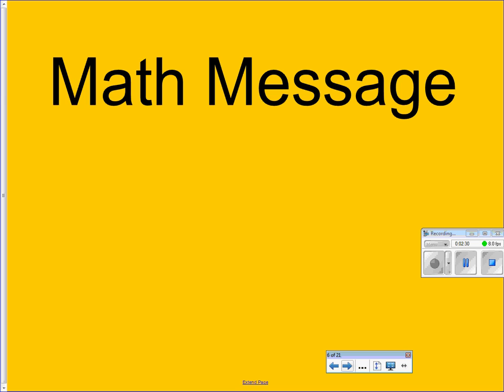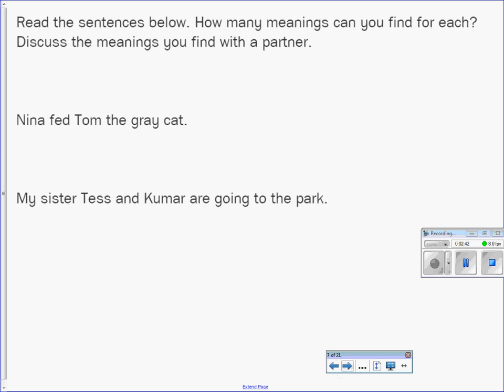All right, let's get started on our math message. And the math message for this lesson is we're going to be working with number sentences using parentheses. All right, let's look at these sentences below and talk about how they could have different meanings. So, Nina fed Tom the gray cat. Okay, I could look at that and I could think, well, Nina fed Tom a gray cat. Well, that doesn't sound very good. Okay, what could I do to make it so that I know that she just fed her cat, Tom?